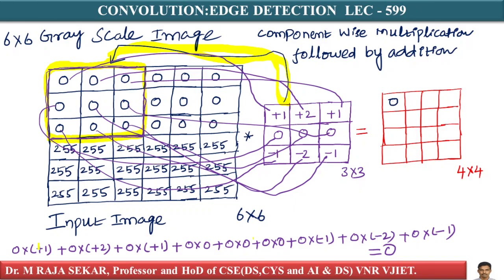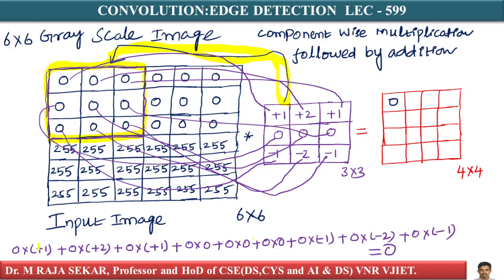If I take this 3 by 3 matrix, when I use the first 3 by 3 matrix, what am I doing? I am placing this kernel matrix, 3 by 3 matrix, on the input image, multiplying corresponding elements and summing them, and the resultant value is 0.